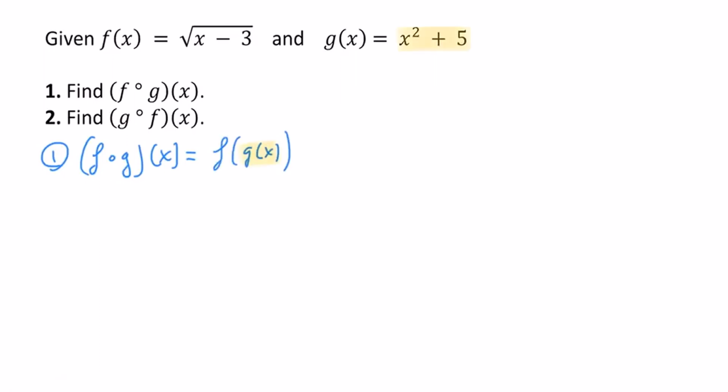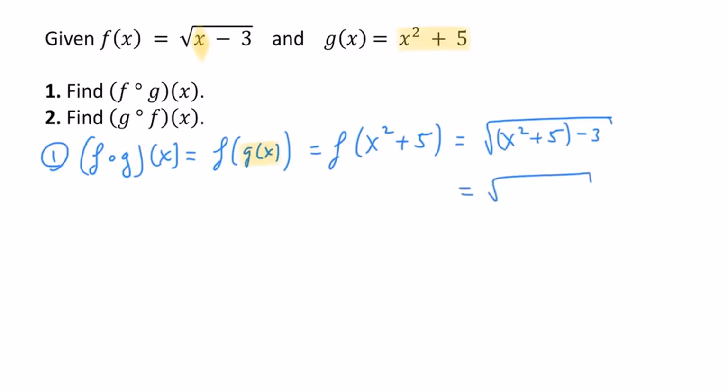G of x is x squared plus 5. So replace it. So this is f of x squared plus 5. That means that on the f function, wherever we see the x, we put in x squared plus 5. So we have the square root of x squared plus 5 minus 3. So this is the square root of x squared plus 2.